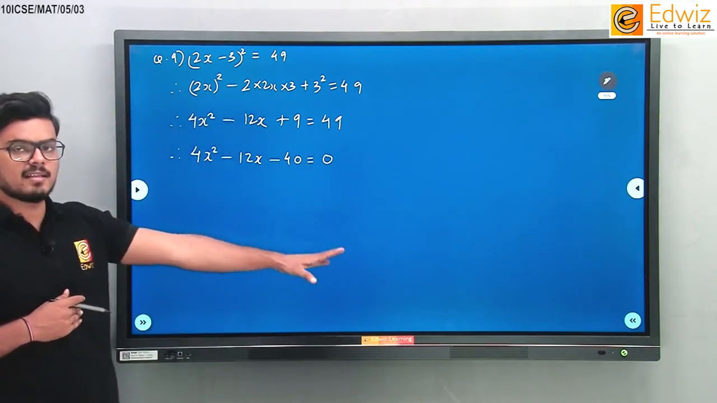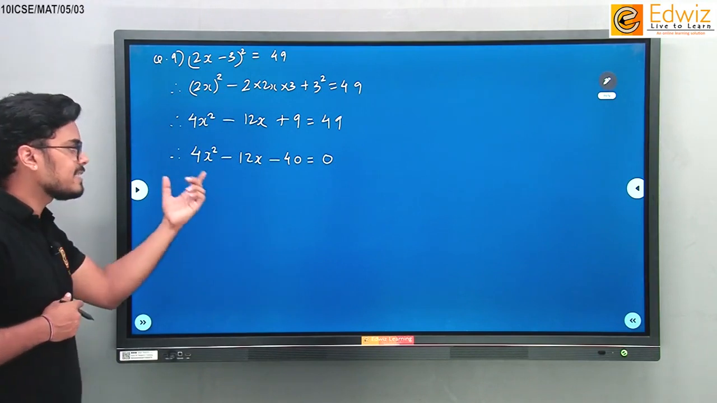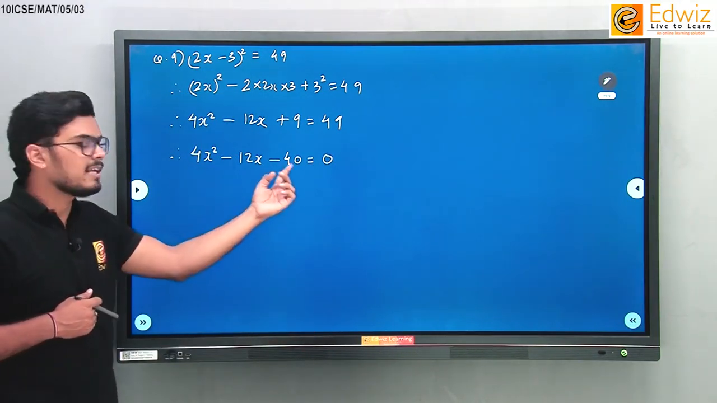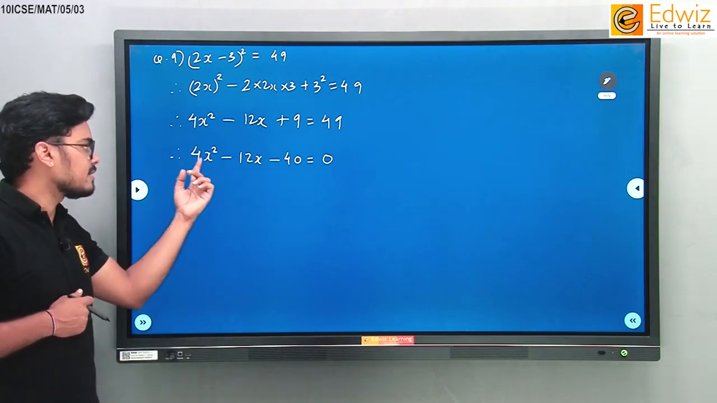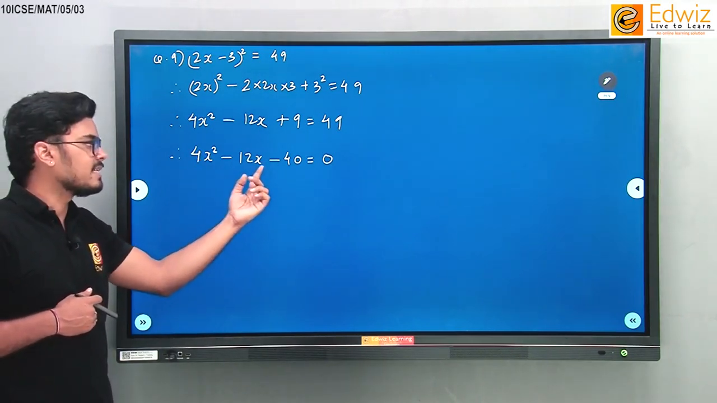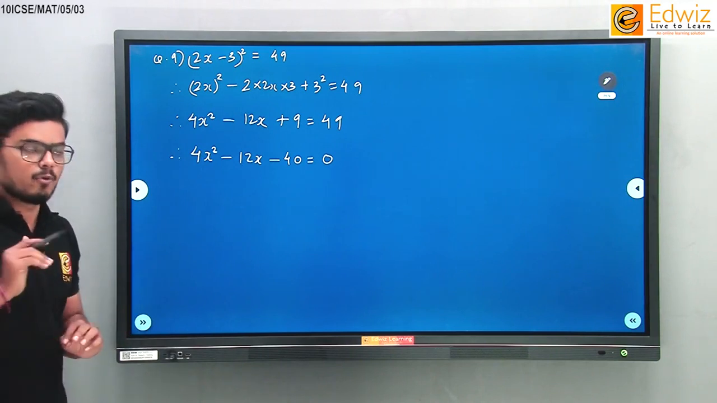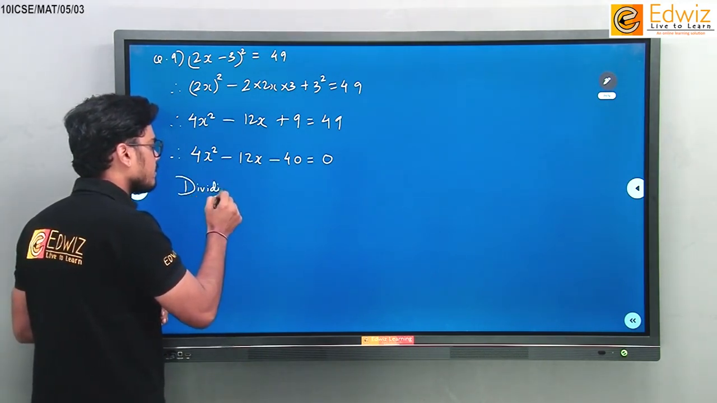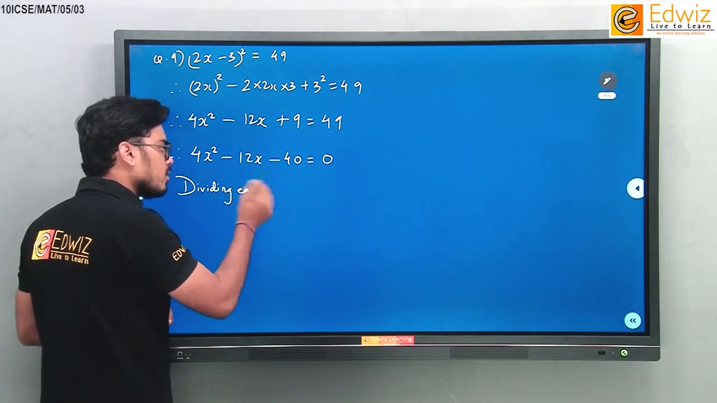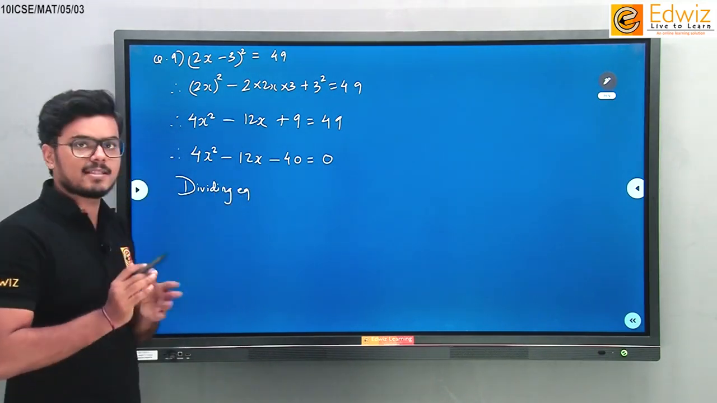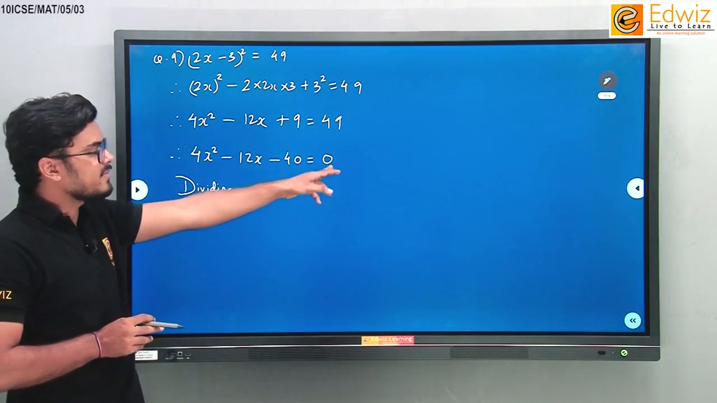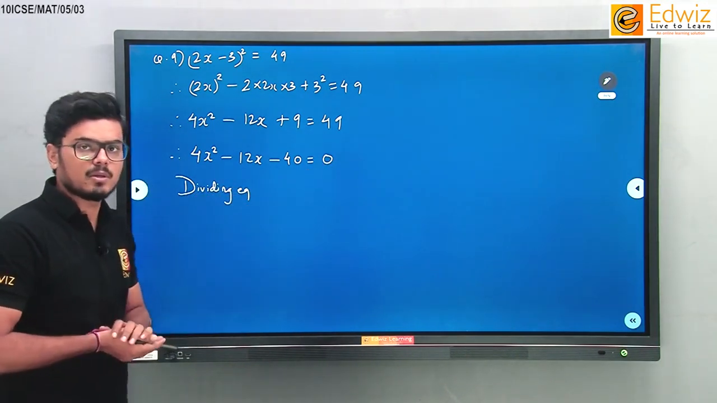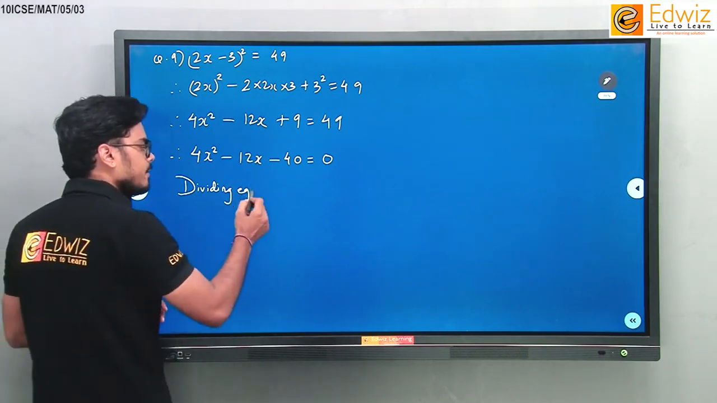Now this is not the final equation. Why? Because as you can see, we can further simplify the equation by dividing it completely by 4. You can see this is divisible by 4, even this and this are divisible by 4. So dividing the equation by 4. But you have to do it on both the sides. Always remember, that's the meaning of the equation. On the right side, 0 divided by 4 will be equal to 0 itself. So it does not matter.